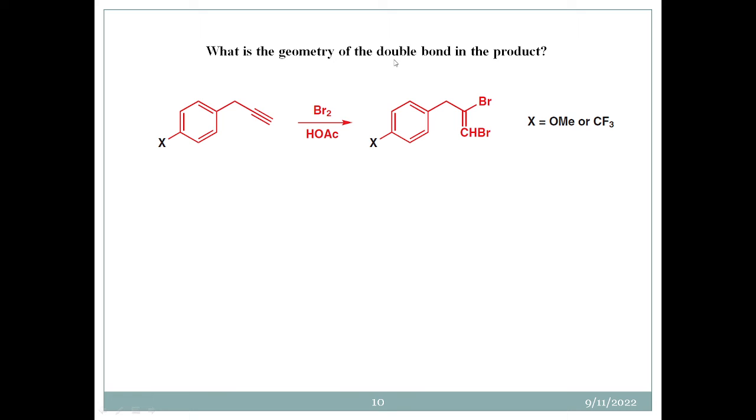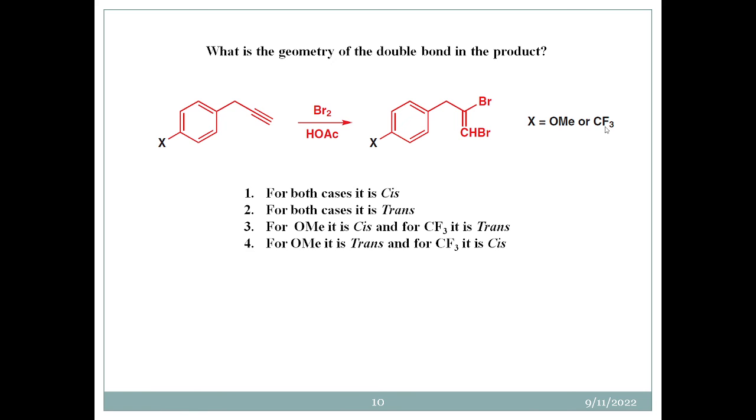Now the question is, what is the geometry of the double bond in the product? So it is either cis or trans. This question is a little bit tricky. Now if you are given X equal to OMe or CF3, I have 4 options. Let's say this is your exam. How will you answer it? Look at the question carefully.